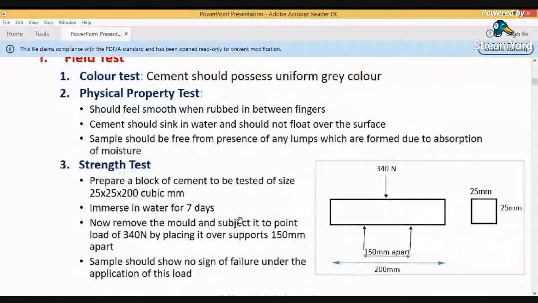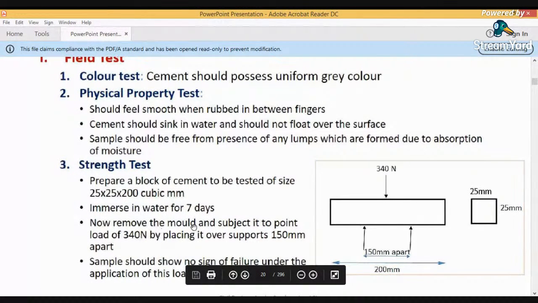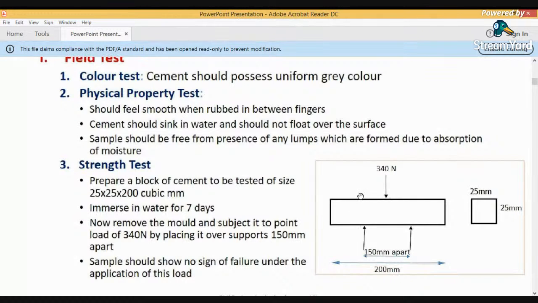So first, prepare a block of cement to be tested, let's say 25 by 25 by 200 millimeter. Then you immerse that block in water for 7 days. Now you remove the mold and you place a point load. What is the magnitude of the load? That is 340 Newton, and you place it over a support of 100 millimeter apart, at the center of this support. And if this block does not fail, then we can say the cement has a good strength.